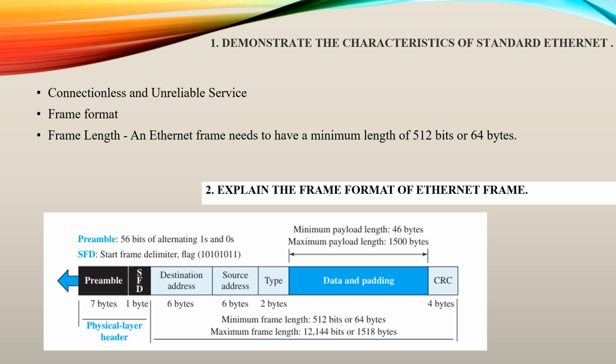Next question, explain the frame format of Ethernet frame. So this is the Ethernet frame. You will completely draw this with the minimum payload lengths, how many bytes and how many bits for each of the blocks, and then each block will be explained in detail. What is destination address, what is source address, what is CRC, why it has been used, what is data and padding, what is the minimum and maximum length of data that is being carried. All those will be completely explained.